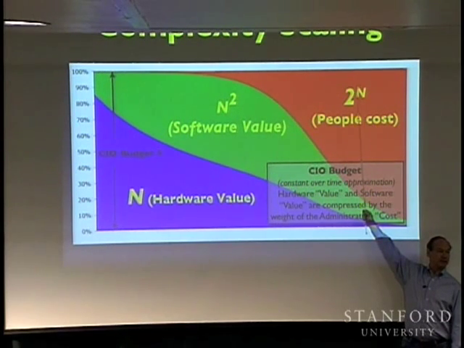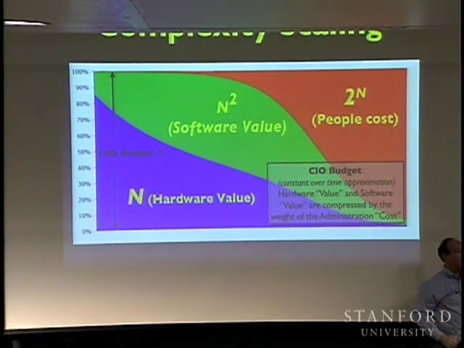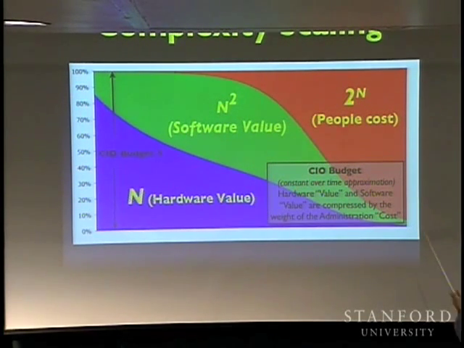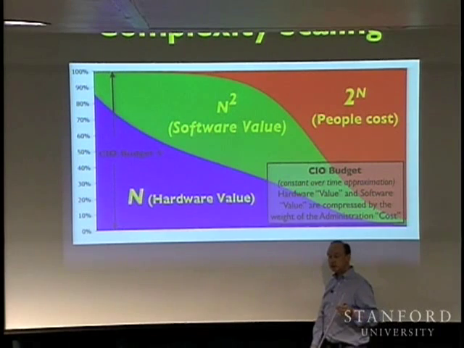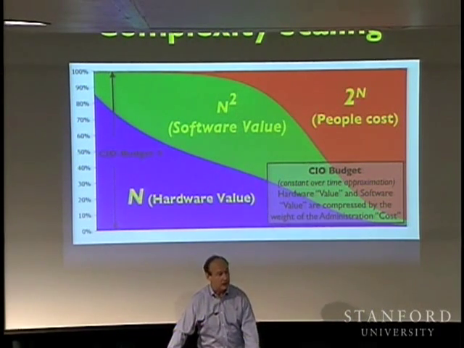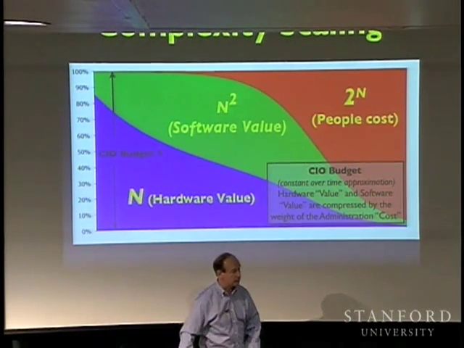About 80% of a CIO's budget is spent on managing what he already has with people, leaving only about 15 or 20% for new hardware and software. And there's no end in sight to this problem. It just asymptotically goes to zero. So the pressures for this in the industry are absolutely enormous. And so there is a massive economic impact here of us not designing systems simply.